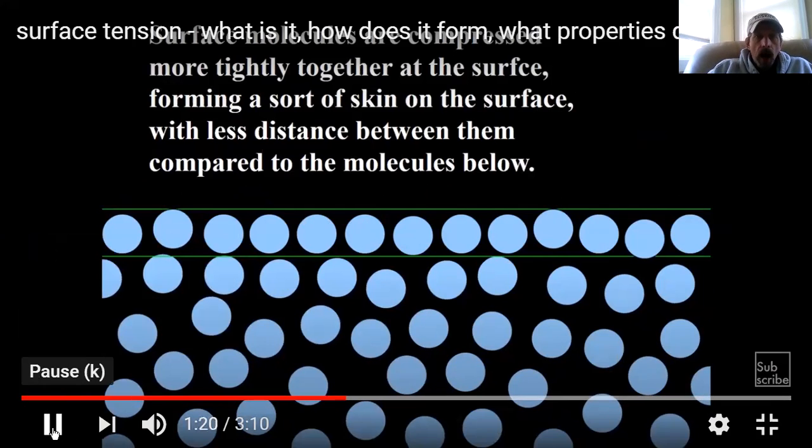Tightly together at the sort of skin on the surface with less distance between them compared to the molecules below them.